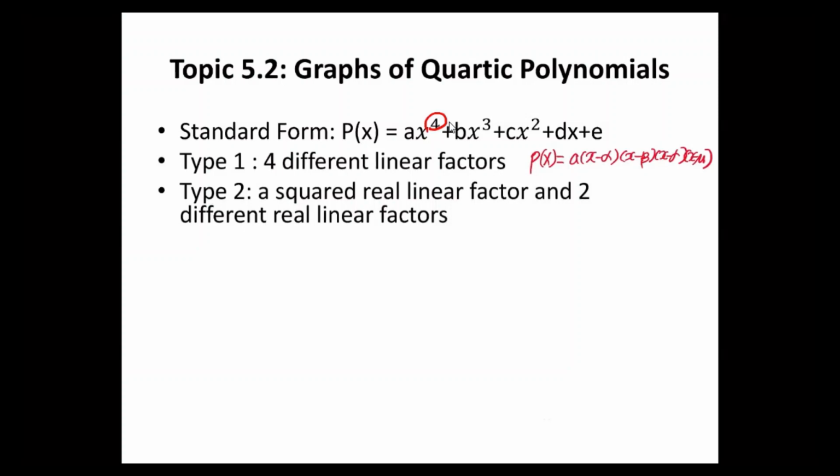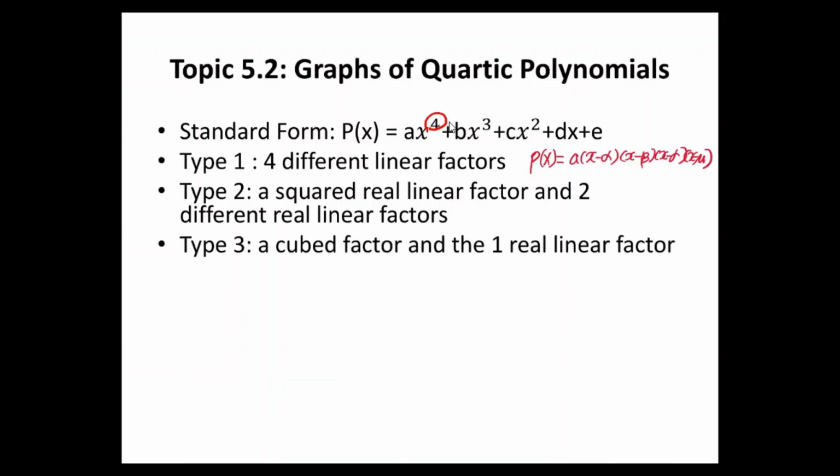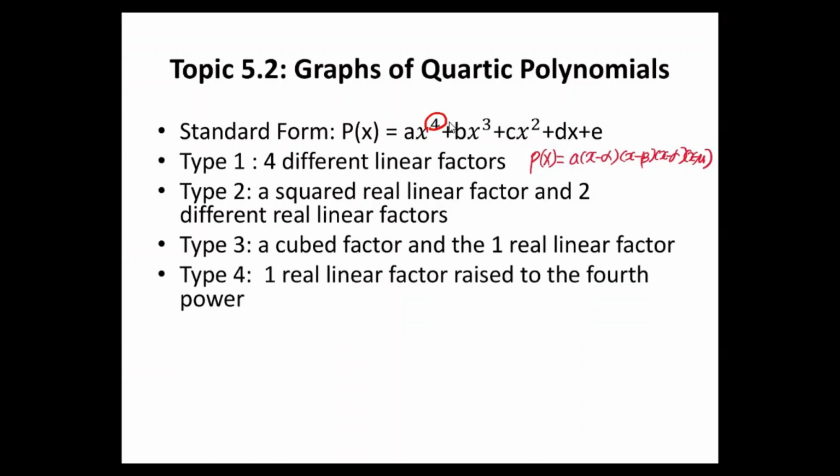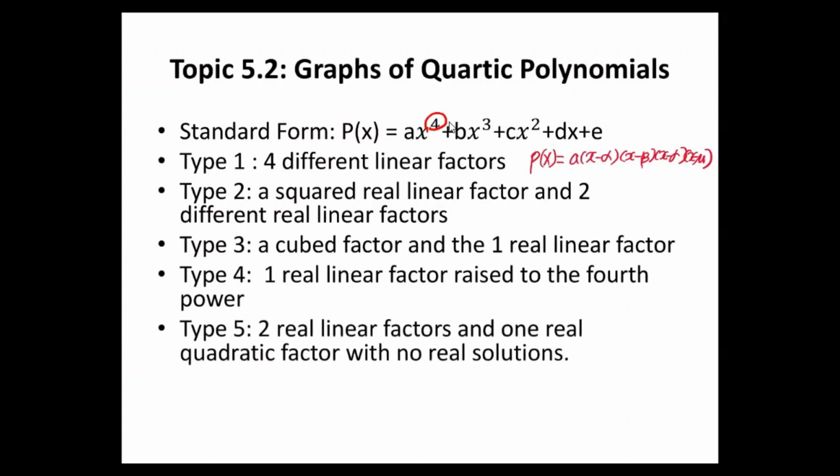So second one, you have 1 reduced. You have altogether 3 different factors. So 1 is repeated. And then the third type will be a cubic factor. So repeated 3 times and then 1 linear. So you have altogether 2 different zeros. The next one is going to be 1 zero repeated 4 times. So we're going to go through it one by one later. So number 5 type is going to be 1 quadratic factor and then 2 linear factors.